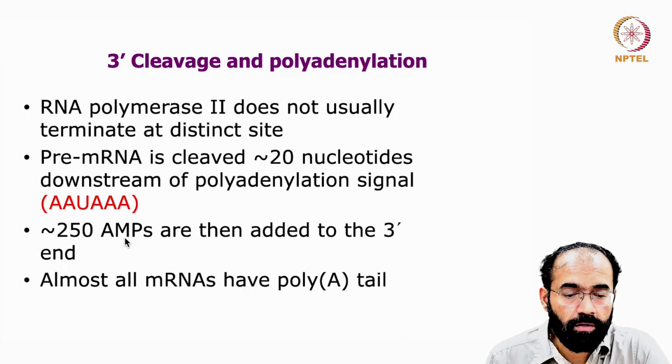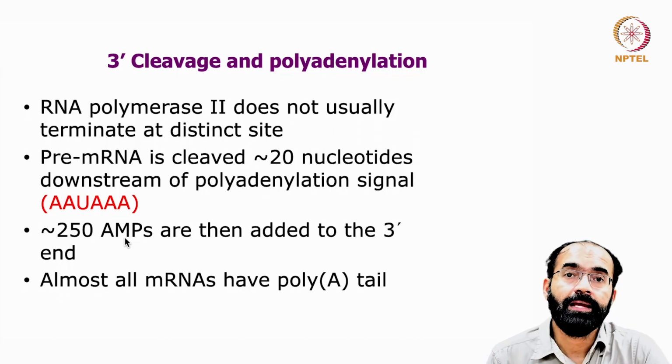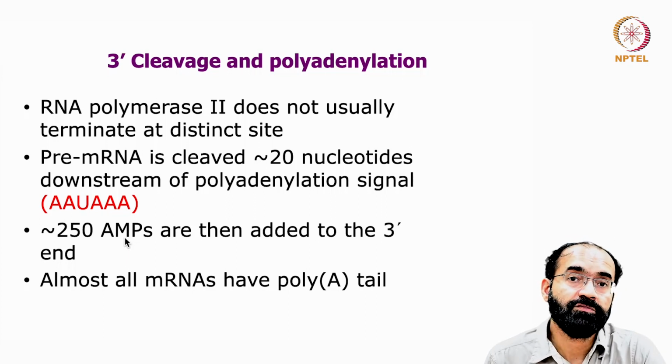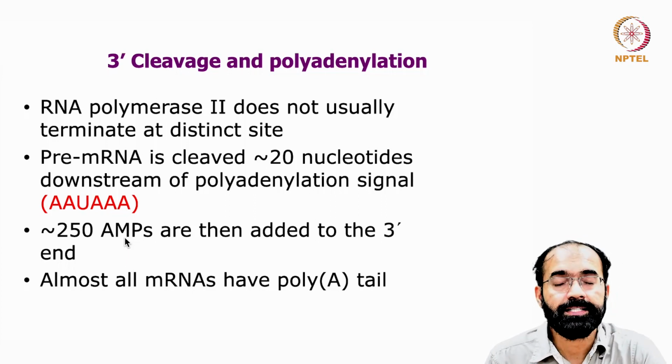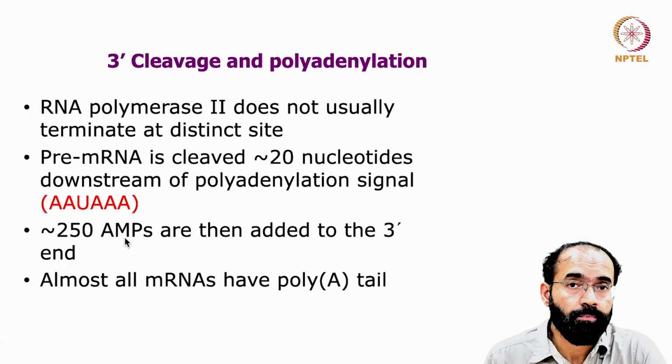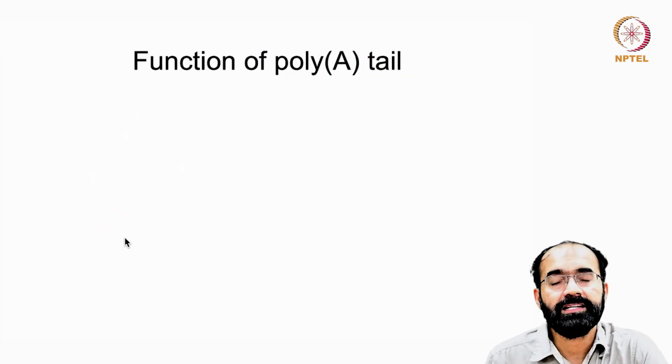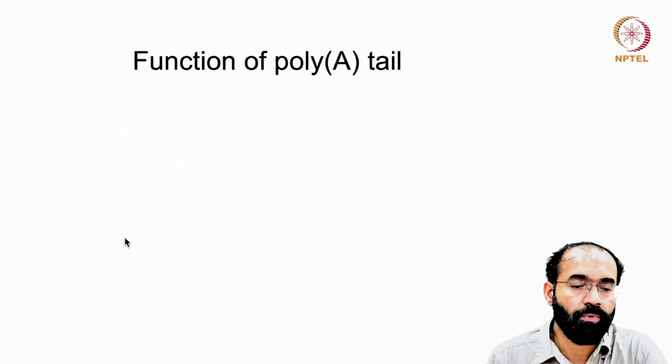And almost all RNAs have a poly-A tail. Without a proper poly-A tail, RNA is vulnerable to degradation. It is also said that the poly-A tail gives an indication of how many rounds an mRNA has participated in protein translation. It is kind of a marking of the age of the mRNA. Let us see what the functions of the poly-A tail are.